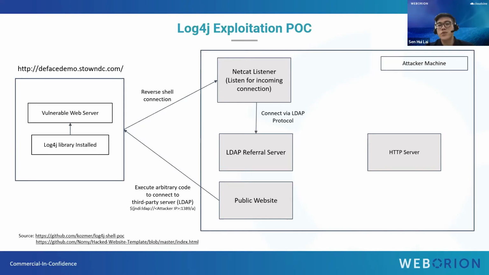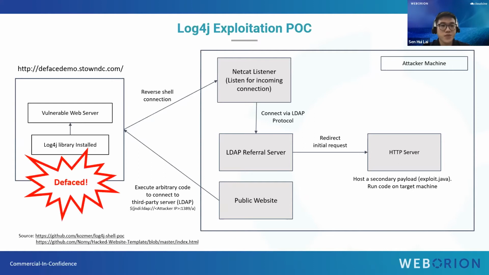Once this LDAP referral server receives this request, it will redirect the request to the temporary server. Over at the temporary server is where we host the secondary payload, in this case called exploit.java. And this code will be run on the target machine. Now, once this reverse shell connection is established, the attacker can go to the web server and search for sensitive information, or search for certain files to modify. This will cause a lot of issues for the company, and you can even deface the website in this case.